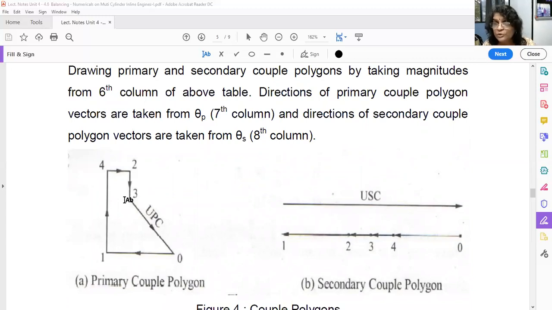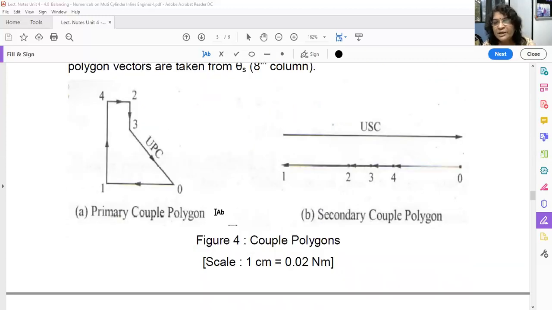Polygon is not closed, but we have to close it because we want to find out how much is the unbalanced primary couple. So joining vector from 3 to O will give you the unbalanced primary couple. So join 3 to O. Measure this length, how much it is, in some centimeter. Multiply by the scale, that will give you only M into R into L, that we'll see later on. So this will give you primary couple.